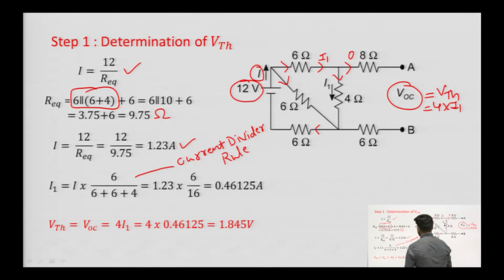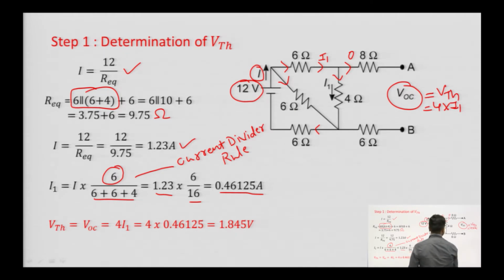So, as per the current divider rule, I1 will be equal to I multiplied by the resistance of the opposite branch. The resistance of the opposite is 6 ohm divided by 6 plus 4, the overall resistance. So, we will get 1.23 multiplied by 6 divided by 16, and the value is 0.46125 ampere.